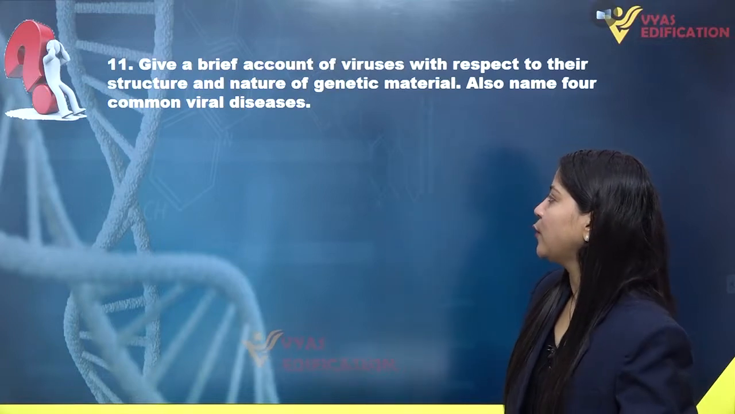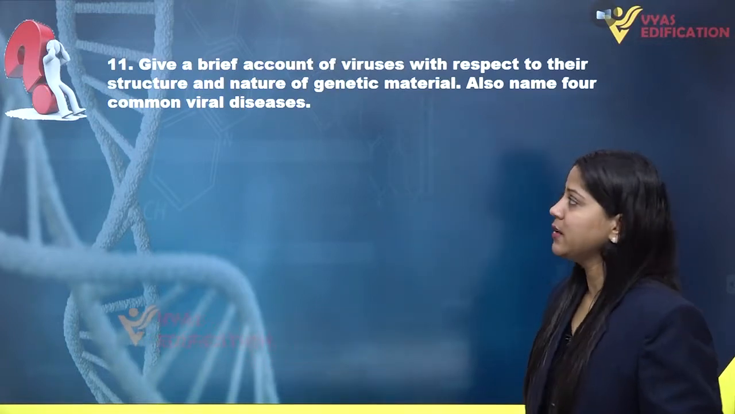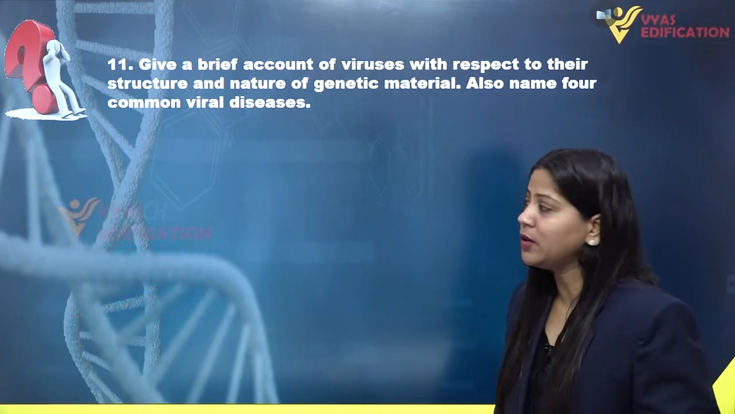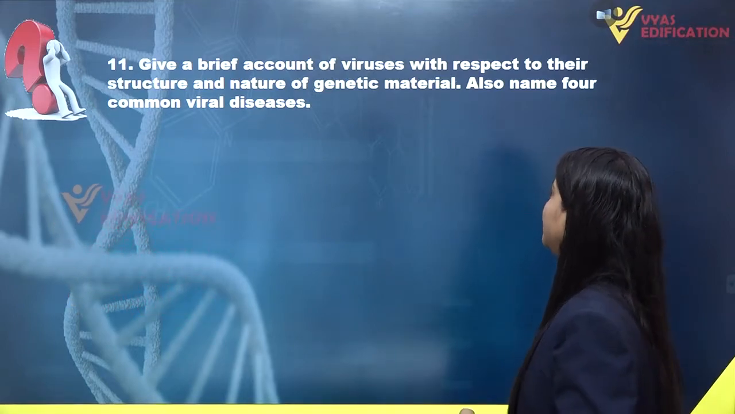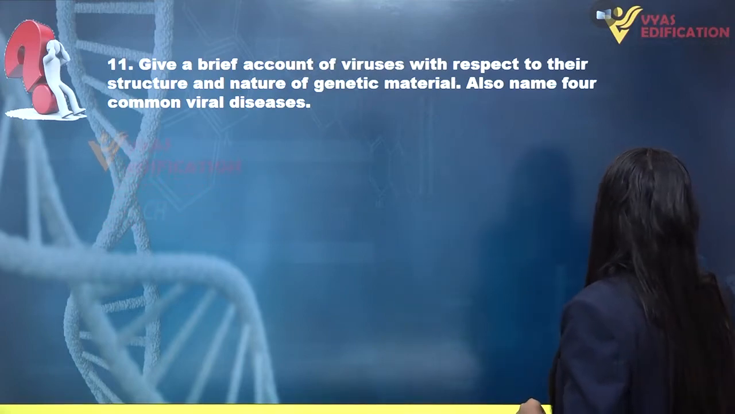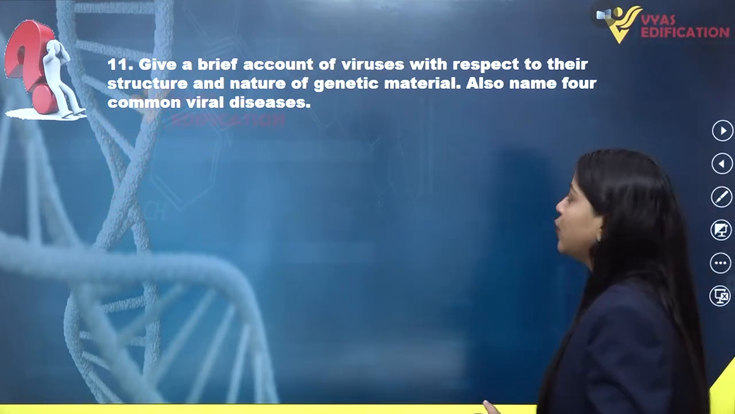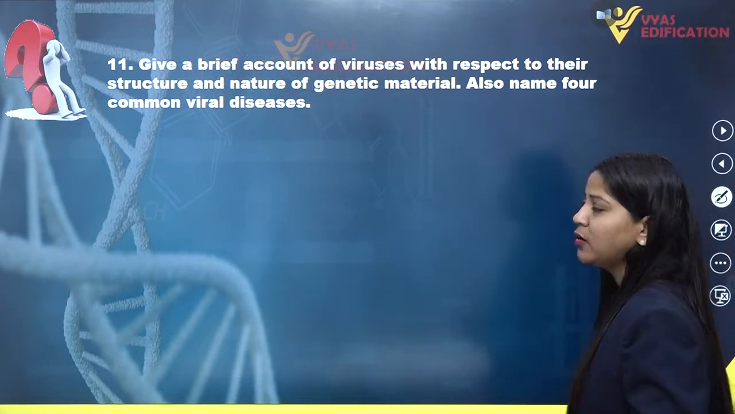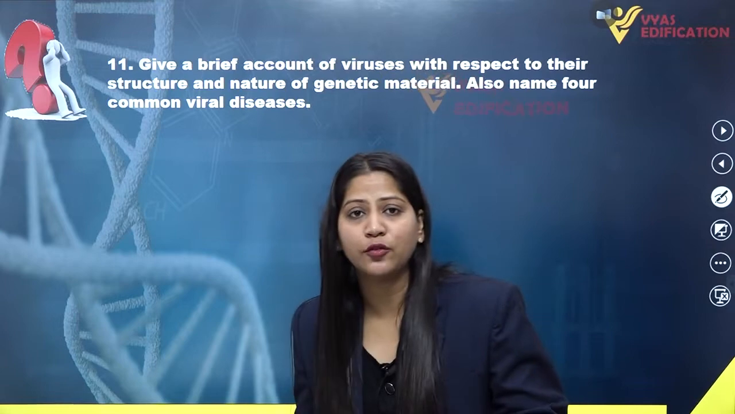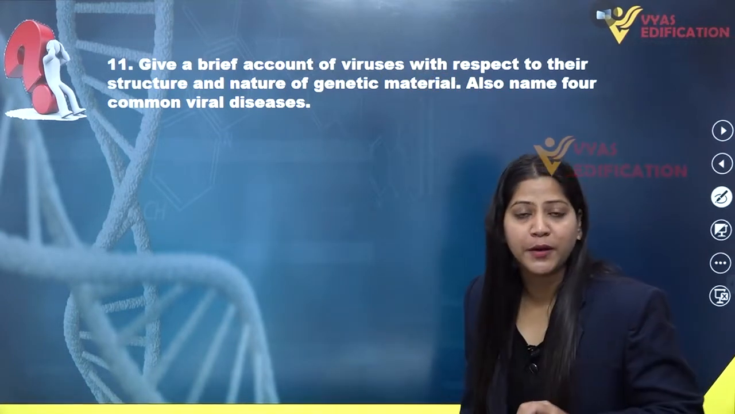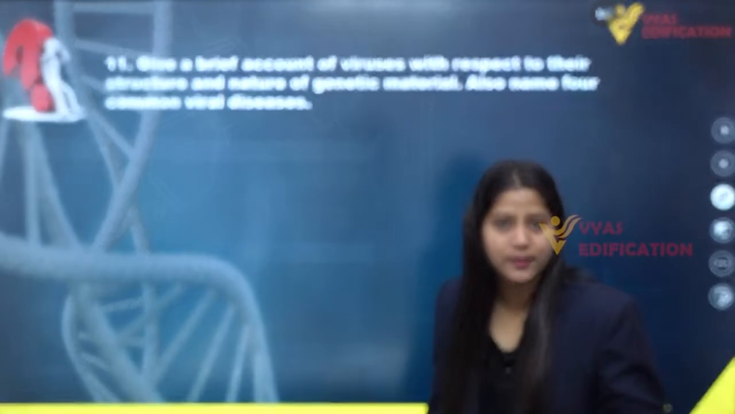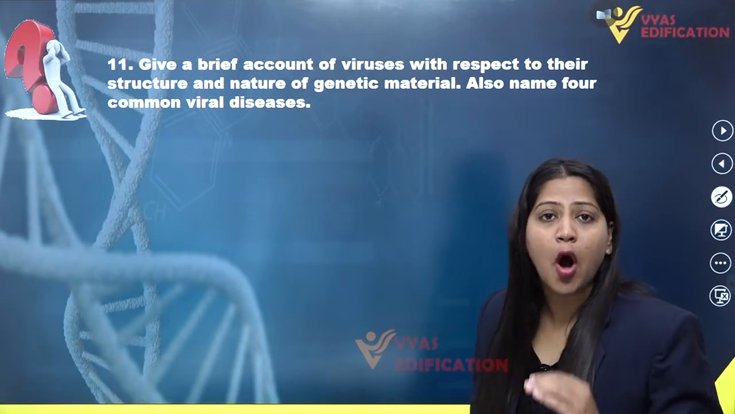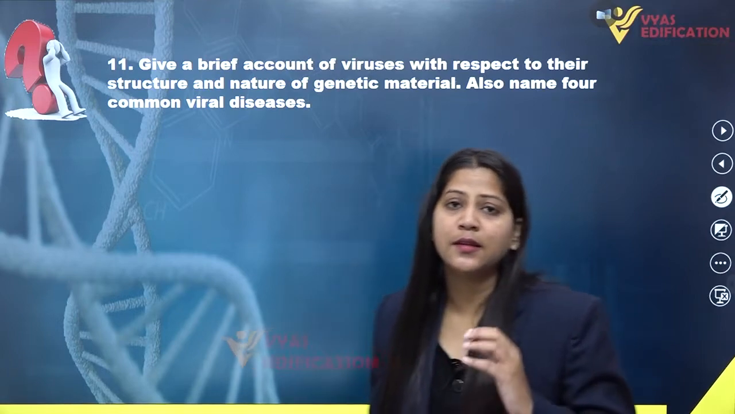So now moving on to question number 11. This question is asking us to give a brief account of viruses with respect to their structure and nature of genetic material. Also name 4 common viral diseases. So in this question we have to basically tell about the structure of viruses. Also we have to talk about the type of genetic material present in different viruses, and last but not least we have to give the names of 4 common viral diseases.